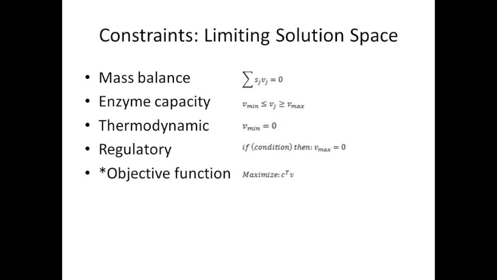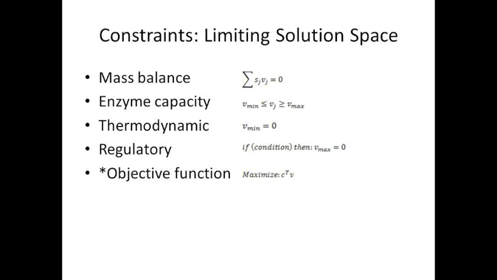So we usually implement that law of conservation, the mass balance constraint, saying that S times v, the sum of each metabolite's overall reaction flux, is zero for every metabolite. So like I said, any metabolite consumed is produced and produced is consumed. There's no creation or destruction of matter. We also use enzyme capacity as a way to limit fluxes. If we know that a particular reaction doesn't occur in large fluxes, we can limit that by forcing every reaction to be between some minimum and some maximum.